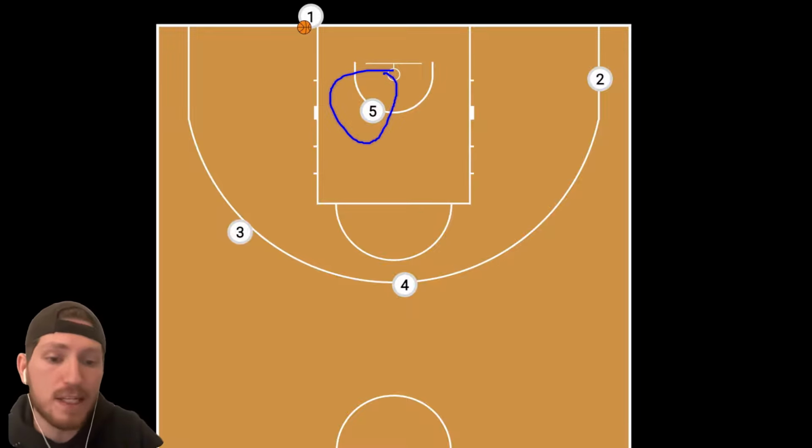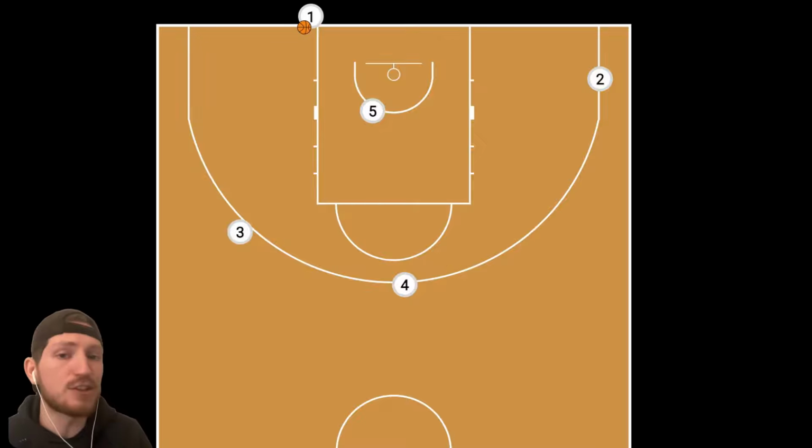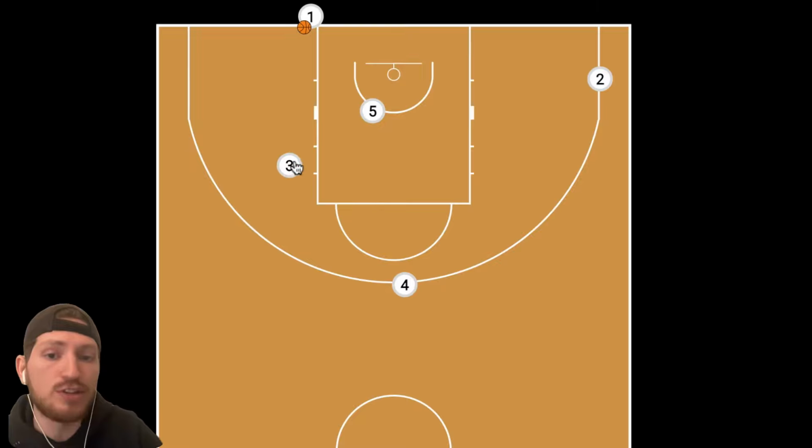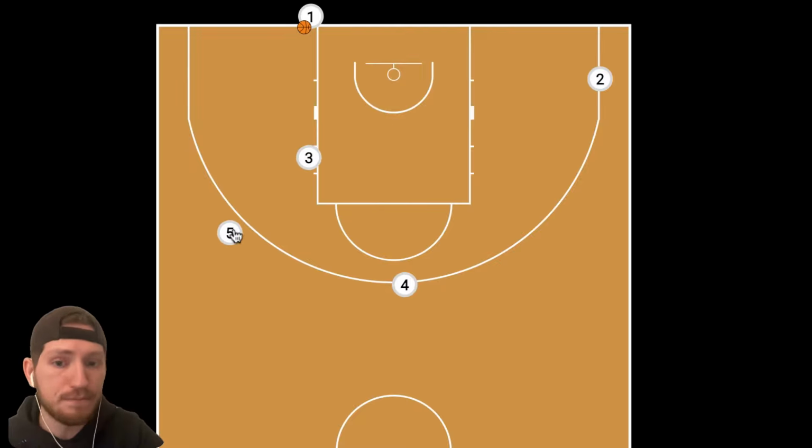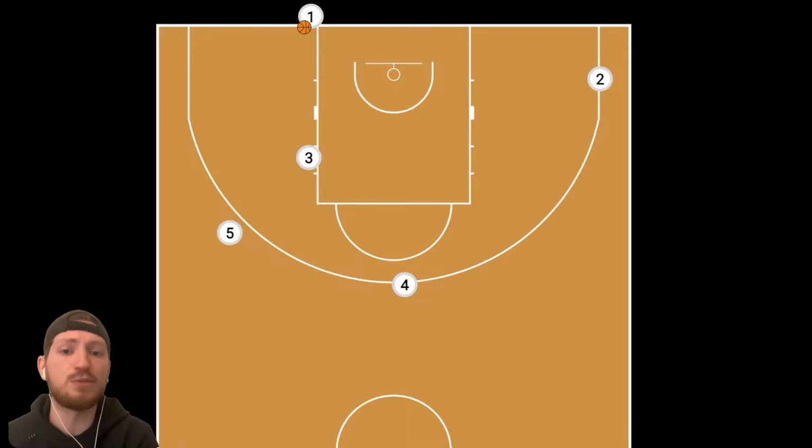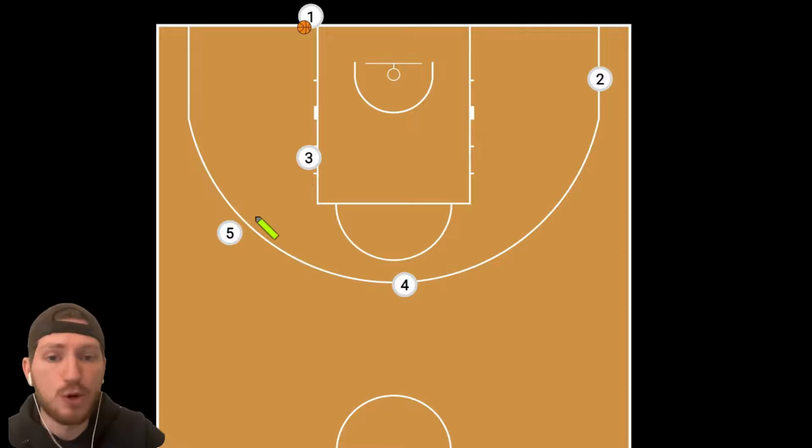We want number 5 to get the ball down low. And the Boston Celtics do this quite a bit with Kristaps Porzingis. When we look at our example here from the Boston Celtics, we'll see that they often run this play with a guard screening for Kristaps Porzingis. So let's take a look at it again.